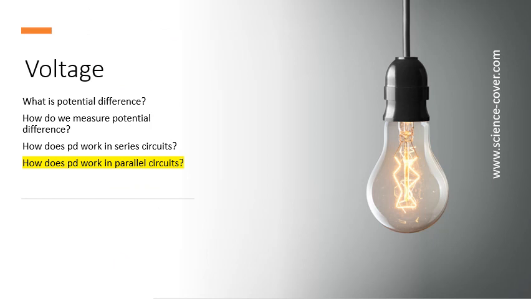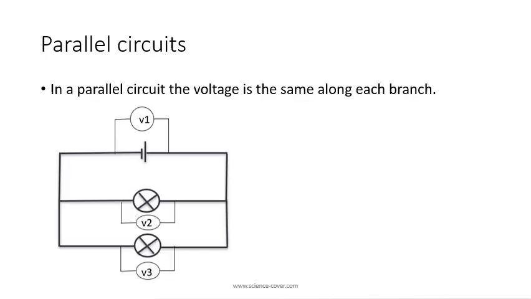Let's now look how potential difference works in a parallel circuit. In a parallel circuit, the voltage is the same along each branch. Let's look at why this is.